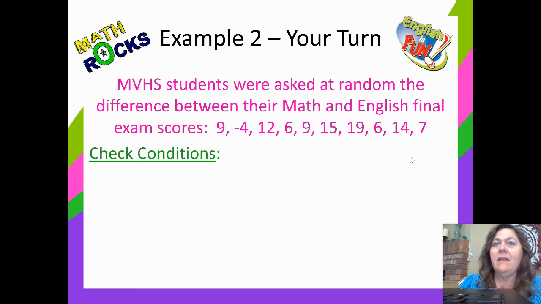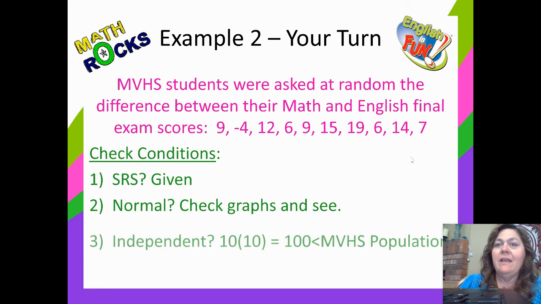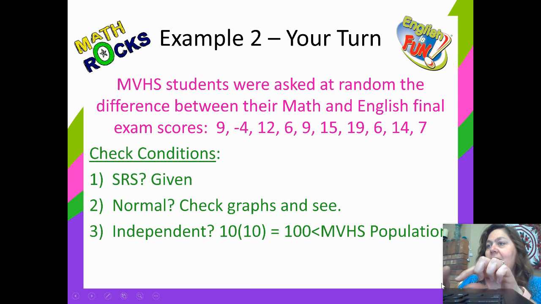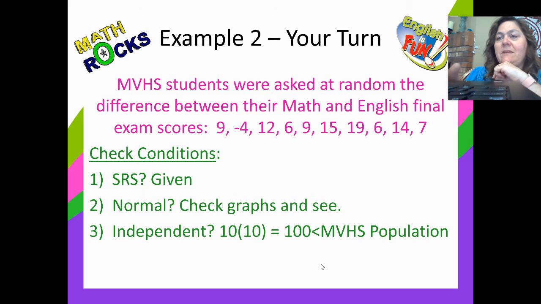Okay. And sorry about the noise in the background. So check conditions. Let's see how we do that. SRS was given. So there you go. It says here they were asked at random. So that was given. 2, normal. Did you check a probability plot and see? Okay. Number 3 is 10N is less than or equal to capital N. So that would be yes, because 100 is less than Mission Vista High School population.